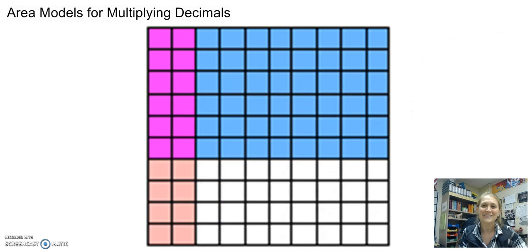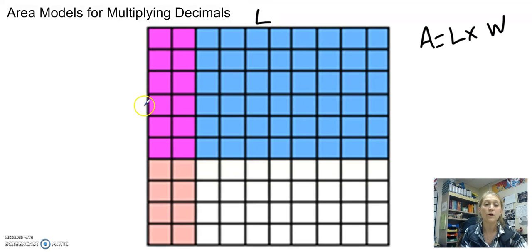Look at this model. Another model that's showing us a decimal times a decimal. Remember, area equals length times width. Since these are area models, that formula is going to help us out. Length goes across, width is going to go up and down. So what's going across? In this case, we see that the pink is going across, but there's not a lot of it, right? There's only 2 rods colored in. 2 rods represents 2/10, so we know that our length equals 2/10.